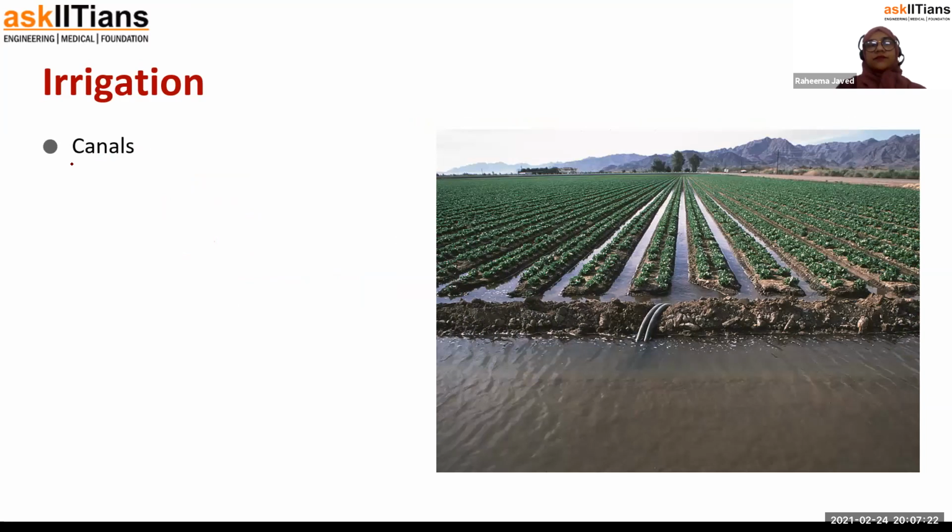Next are canals. Canals are either connected to a nearby river. So canals are basically formed in fields or in farms which are closer to a river, or the water can also be drawn directly from a storage reservoir. These canals have branch canals, and the branch canals can have distributaries also, where the water is directly coming from the river or the reservoir. This is one such irrigation system.